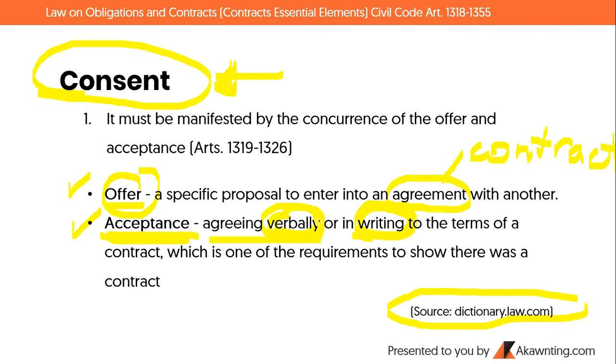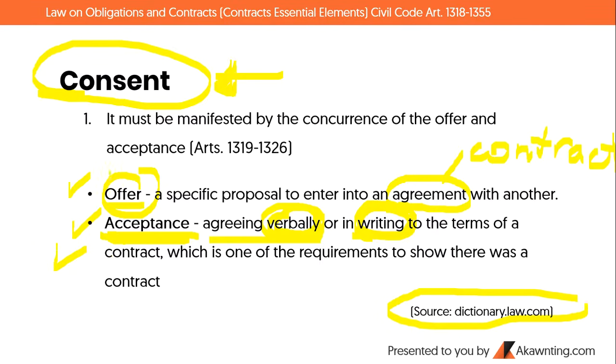Pero syempre, may mga certain contracts na kailangan in writing, okay, for certain purposes, which will be tackled on the next video, which is chapter 3, forms of contracts. Okay, so ayan, acceptance, agreeing verbally or in writing to the terms of a contract, which is one of the requirements to show there was a contract. Okay, so ganun lang kasimple yung acceptance.